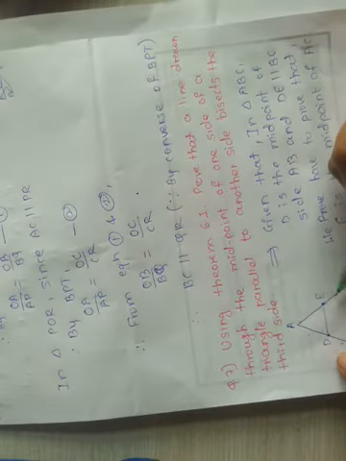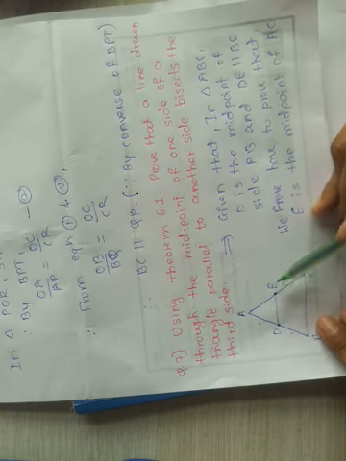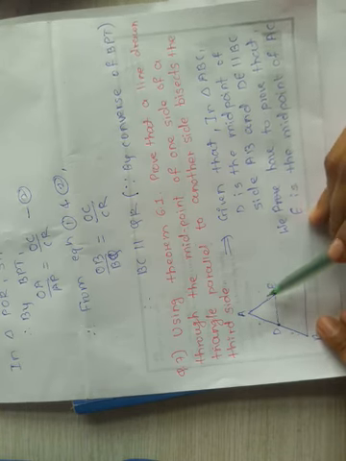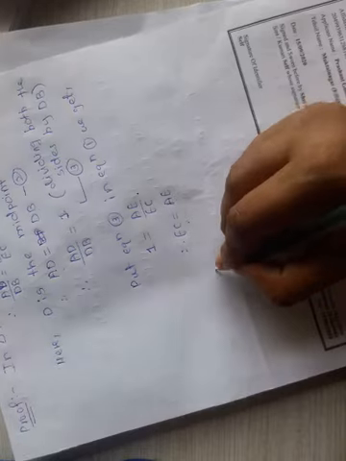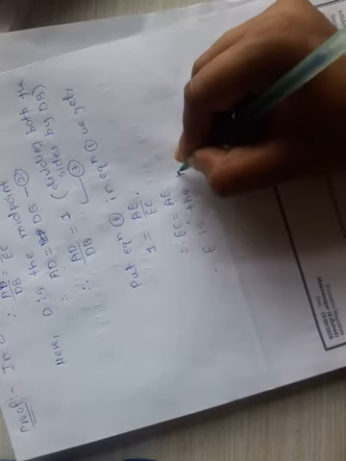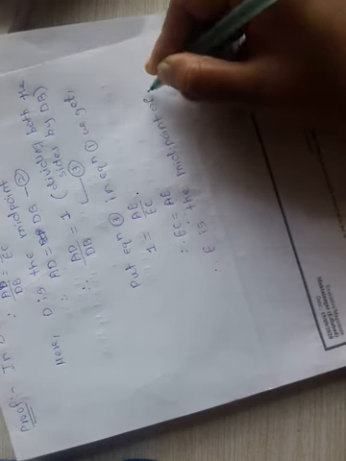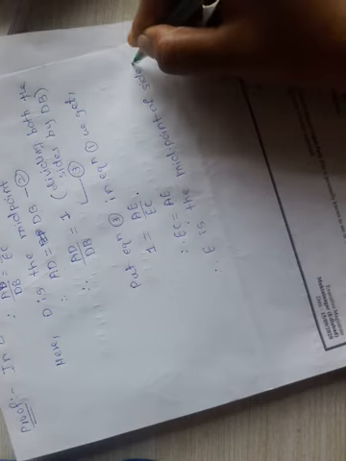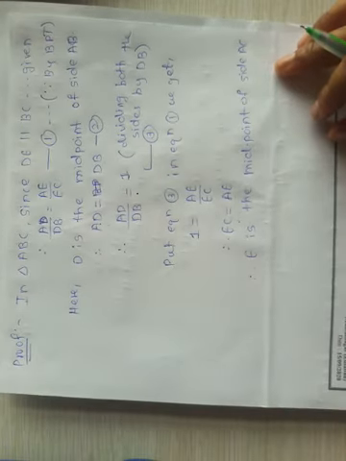If this AE is equal to EC, then we can say that E is the midpoint. That means this point E divides side AC into two equal parts. So once we get AE is equal to EC, we can say that E is the midpoint, and therefore write down: therefore E is the midpoint of side AC. This is our question number 7.